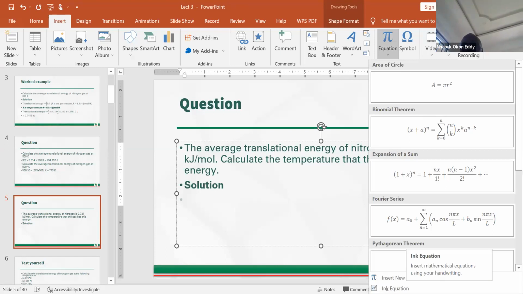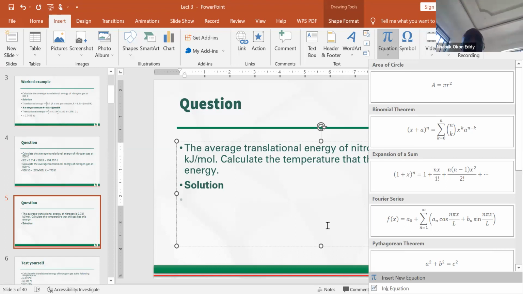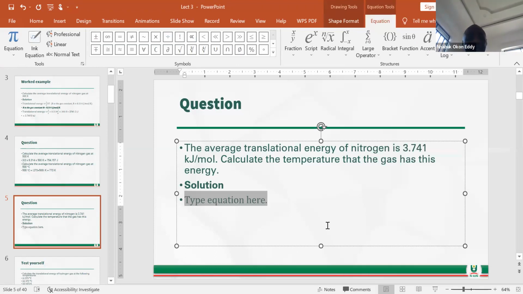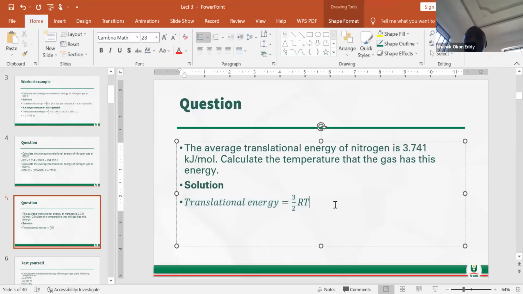So the average translational energy is equal to 3/2 RT. Then that means that 3/2.